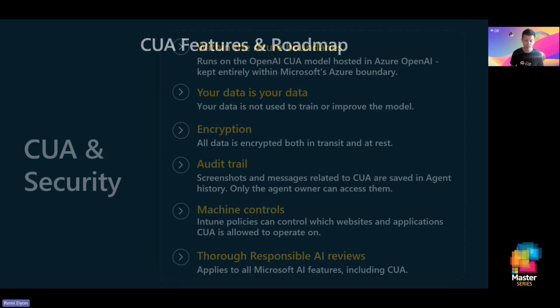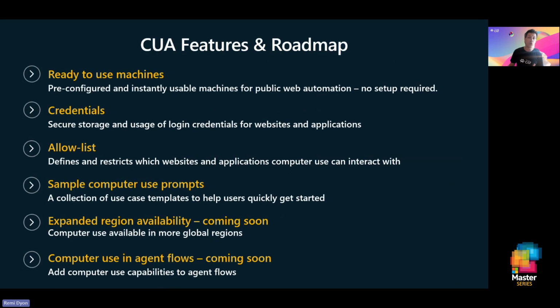A couple of features and roadmap items coming up. You can have a ready-to-use hosted machine, or you can use a VM for public web automation if you want. So you have the two options. We can use credentials that you store in Azure Key Vault if you want. We have allow lists to restrict what CUA can do in websites and applications. We give you samples, examples of prompts that CUA will be able to use to extract information, to manipulate information, etc.